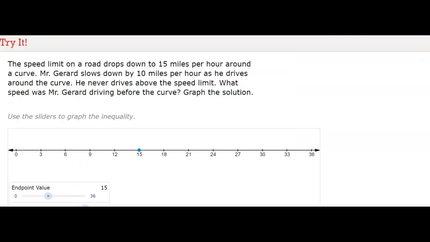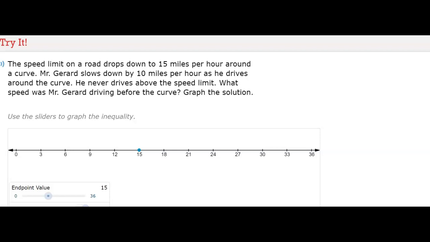The speed limit on a road drops down to 15 miles per hour around a curve. Mr. Gerard slows down by 10 miles per hour as he drives around the curve. He never drives above the speed limit. What speed was Mr. Gerard driving before the curve? Graph the solution.